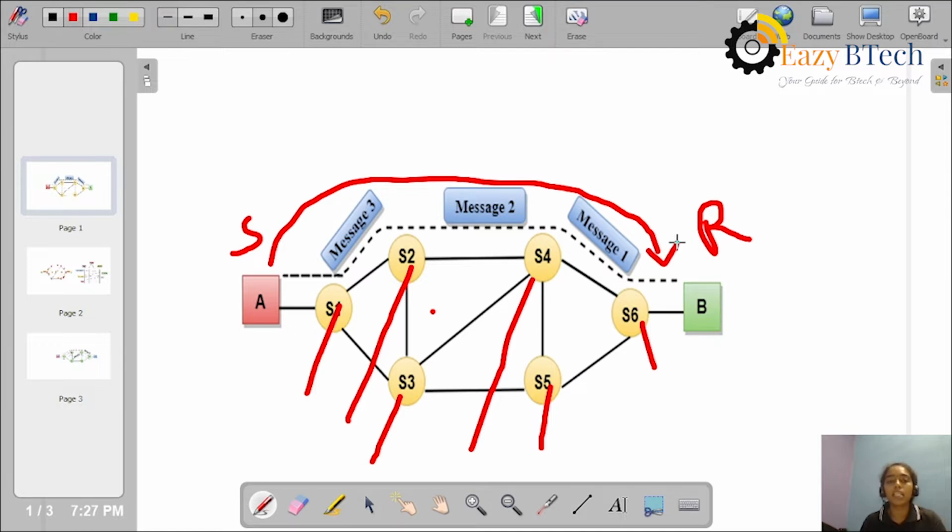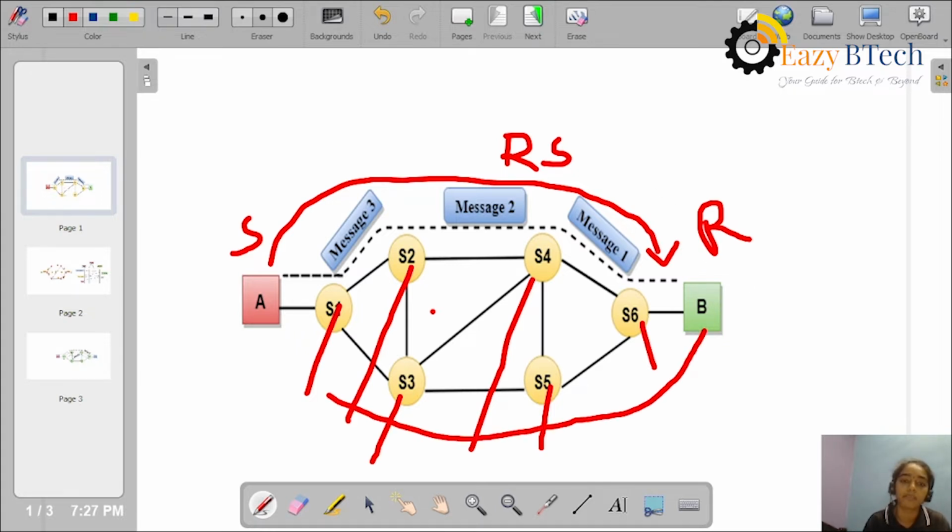Before sending the data, the sender will give one request signal, we can call it RS, to the receiver. When the receiver is ready to accept that particular data from the sender, it gives an acknowledgement to establish a path. Here, I established one dedicated path, from S1, S2, S4, S6 to the destination.